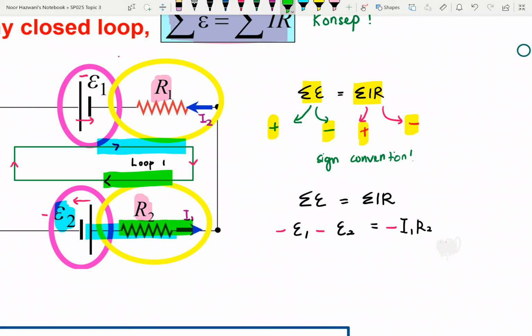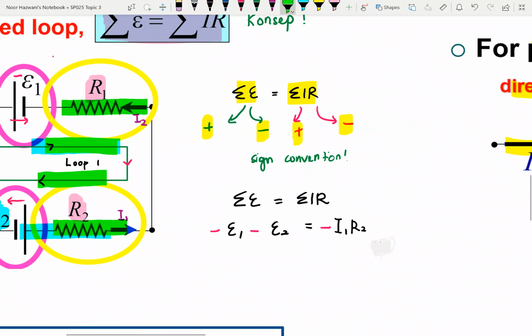Okay, kita check pula yang bahagian ni. Loop you ke arah kanan. Current you ke arah kiri. So, opposite juga. Bila opposite, you punya IR juga negatif. So, negatif I2 R1.